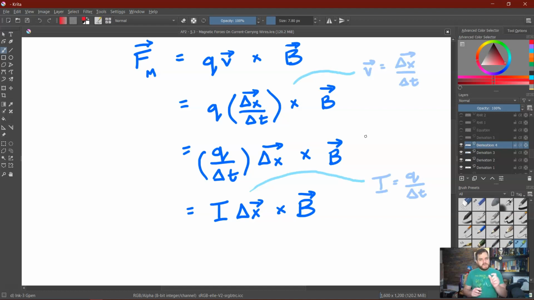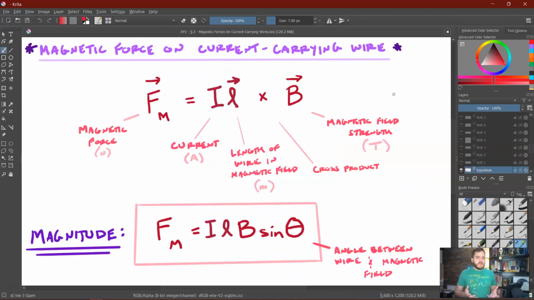And lastly, we're going to make one small substitution, which is instead of saying delta x, I'm going to call this L. And we're going to say that L is specifically the length of wire in the magnetic field, so it's the distance the charges are moving through the wire within the magnetic field. And this gives us our equation for the magnetic force on a current-carrying wire: Fm is equal to IL cross B, where Fm is the magnetic force in newtons, I is the current in amps, L is the length of wire that is immersed in the magnetic field in meters. Remember, that's the cross product, and B is the magnetic field intensity or strength in teslas.